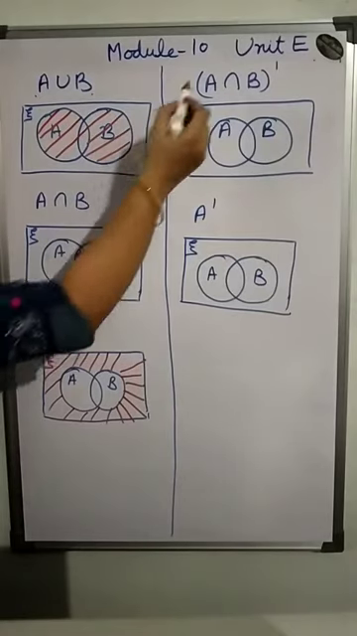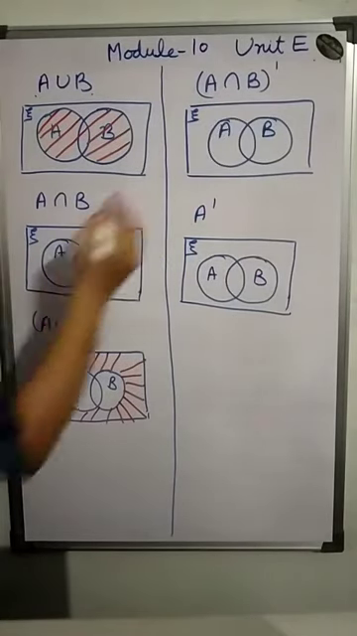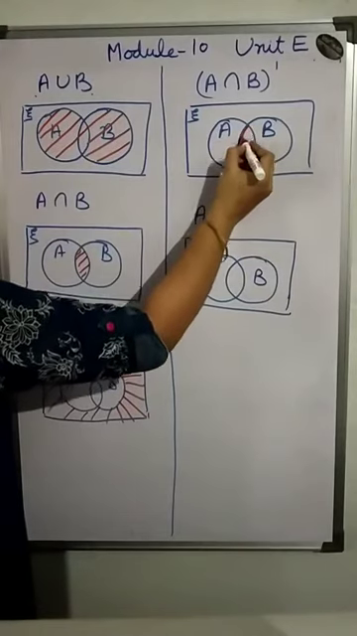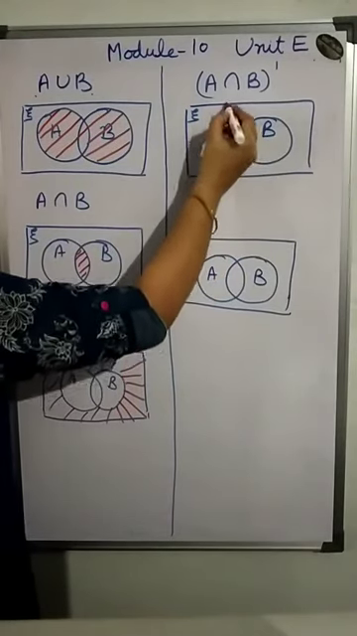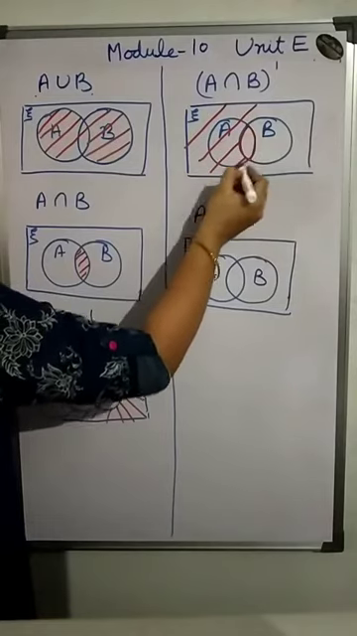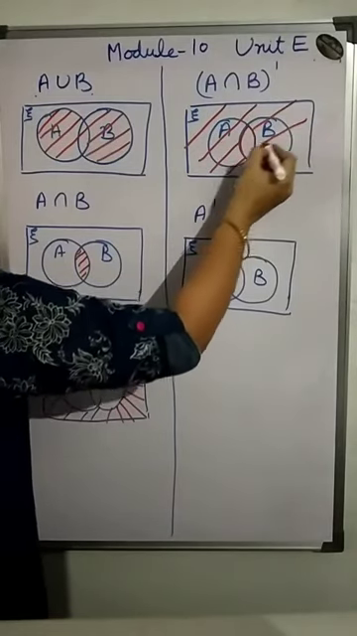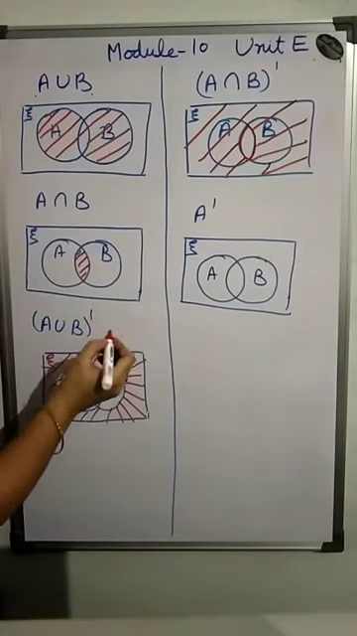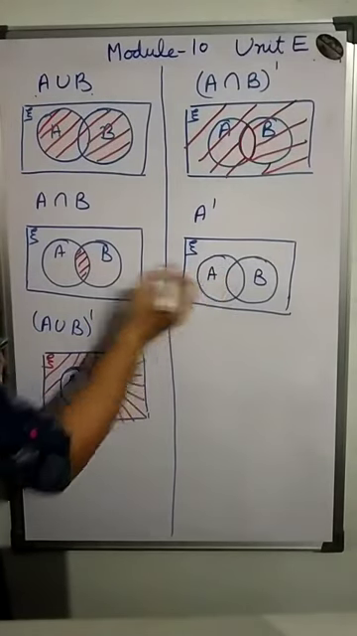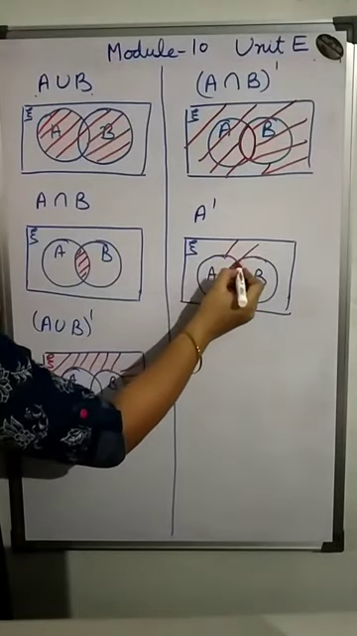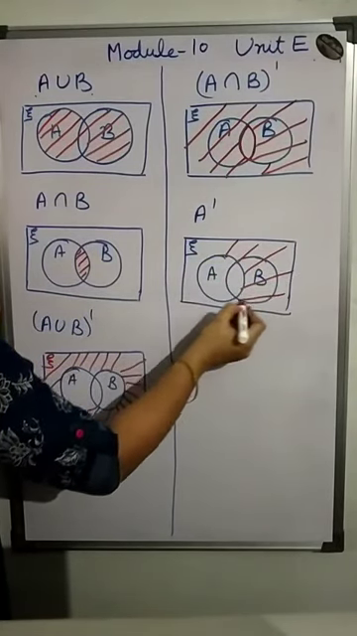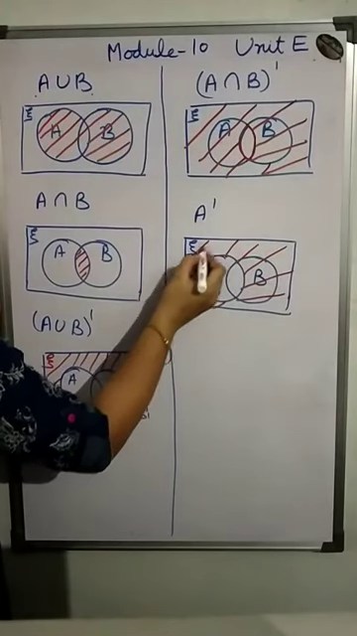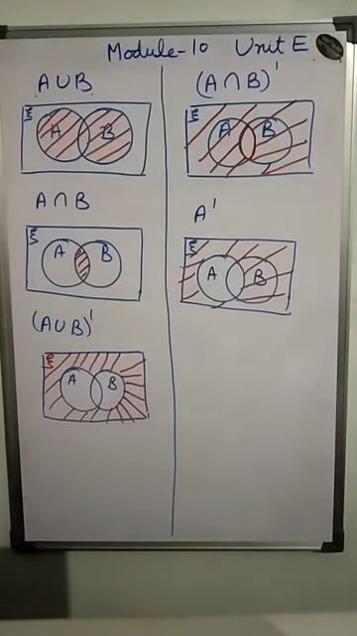Okay. Now next is A intersection B complement. A intersection B is only this part. So leave this part. The rest of the part is called A intersection B complement. Now A dash means the elements other than A. It means leave this part and write the rest. So these are some values which we can find out from the Venn diagram. Okay.